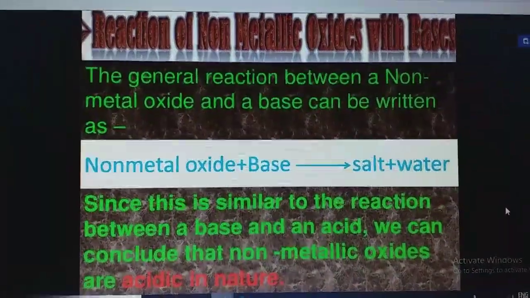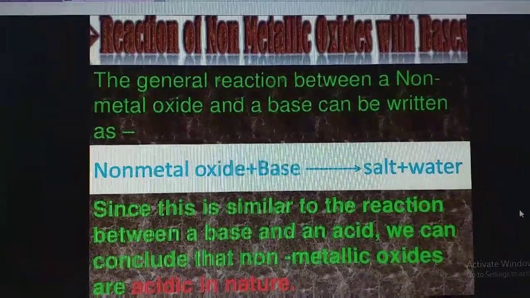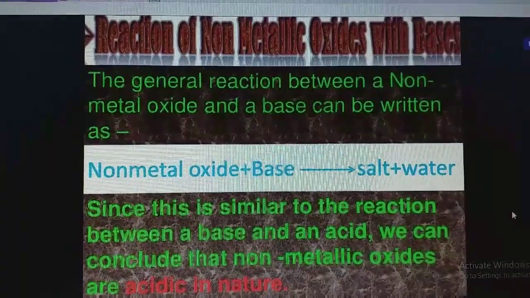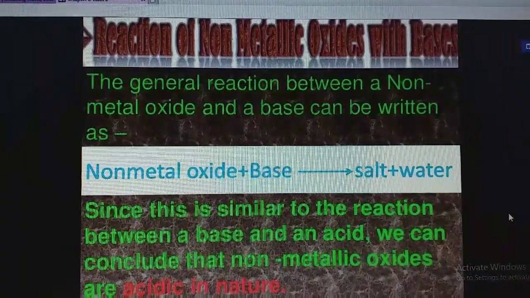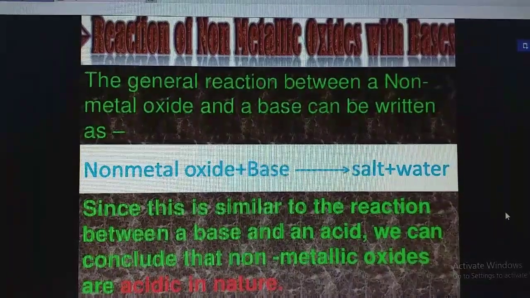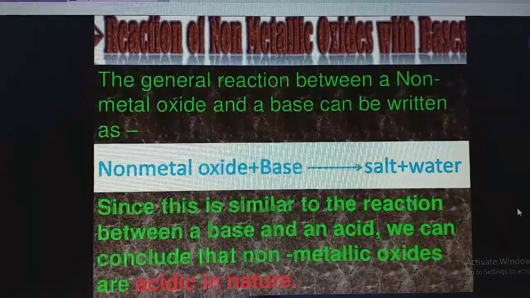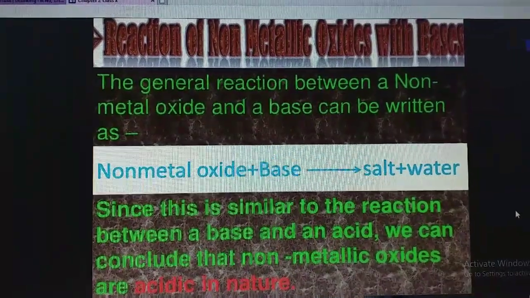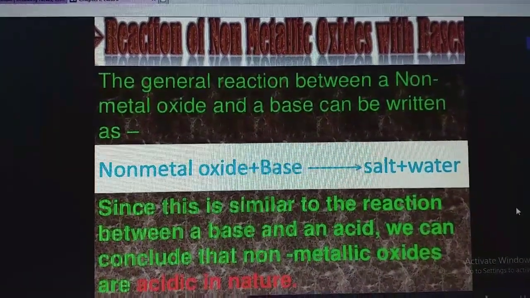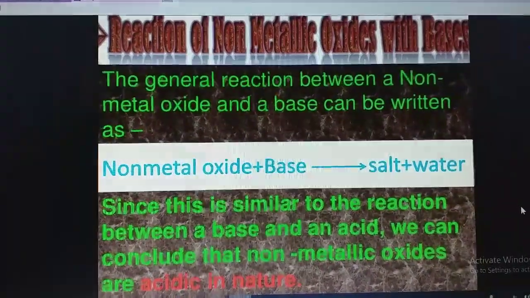Now the general reaction between non-metallic oxide means it is the opposite. Metallic oxides you can give many examples: calcium oxide, magnesium oxide, iron oxide. And non-metal oxides means you can give many examples: carbon dioxide, even sulfur dioxide, nitrogen oxides. These are all non-metal oxides. They are acidic in nature.